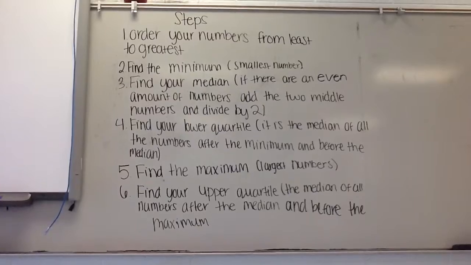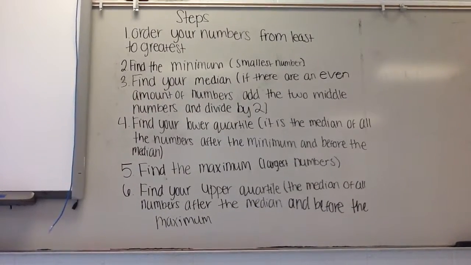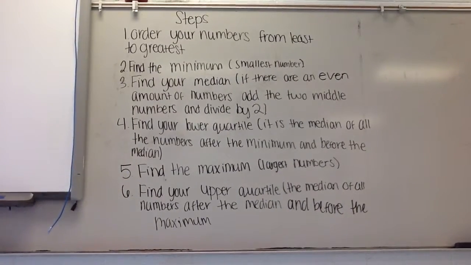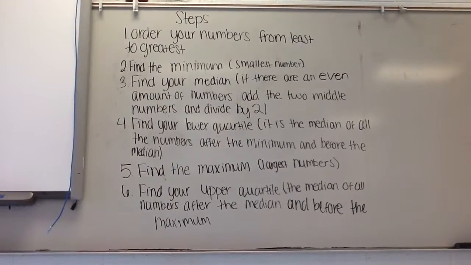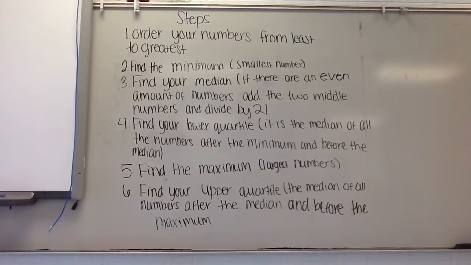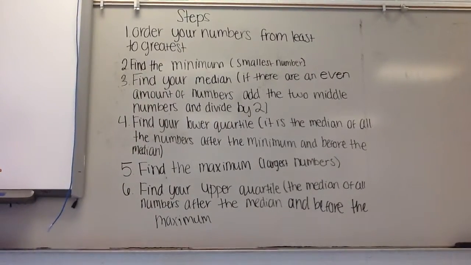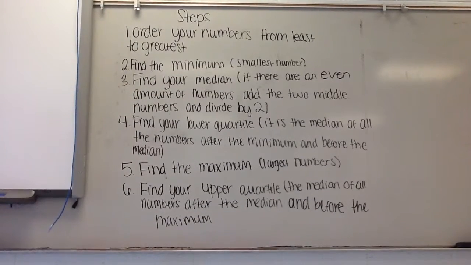Your steps for this lesson are 6 simple steps, and your first step says to order your numbers from least to greatest. Second, find the minimum, which is also the smallest number. And third, find your median. If they are an even amount of numbers, add the 2 middle numbers and divide by 2. But if they're an odd amount of numbers, you're just going to find your median, which is the middle number.